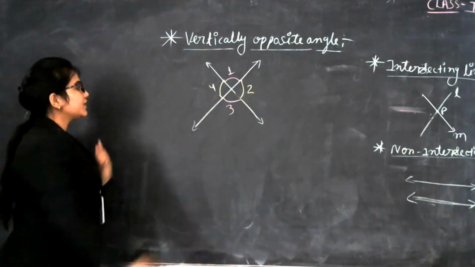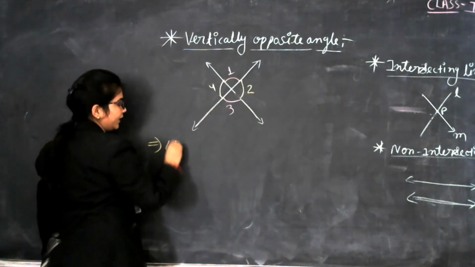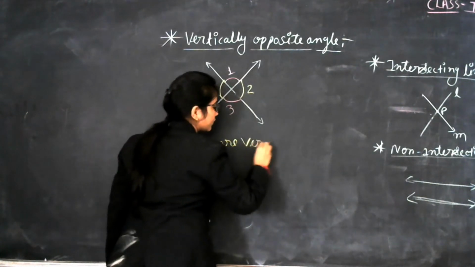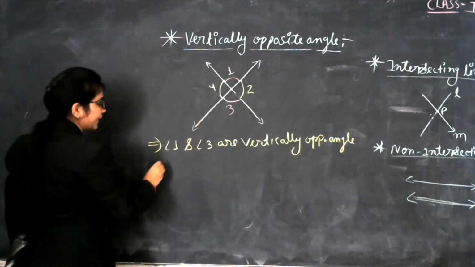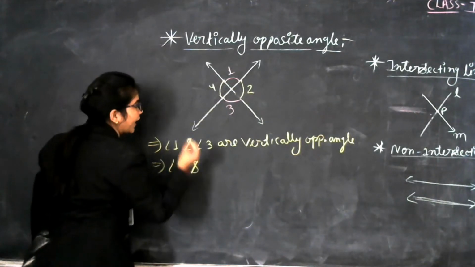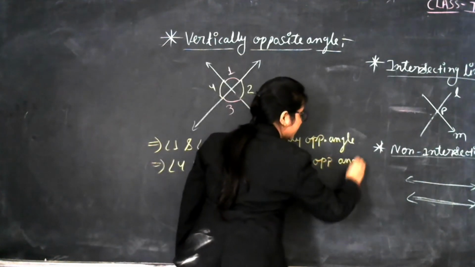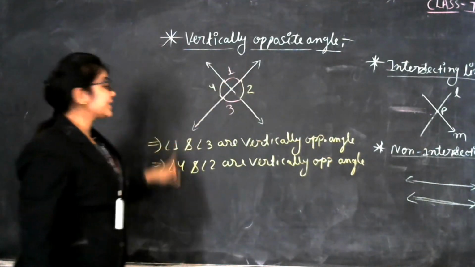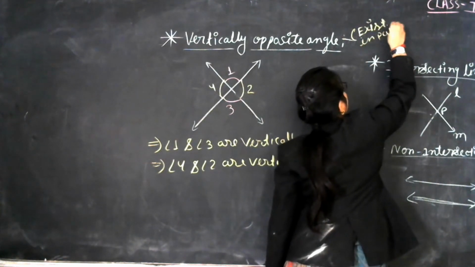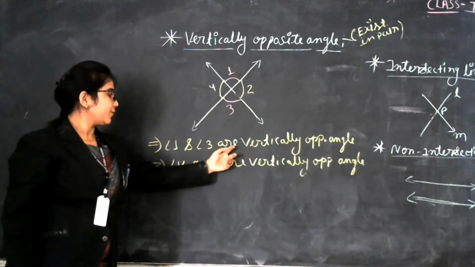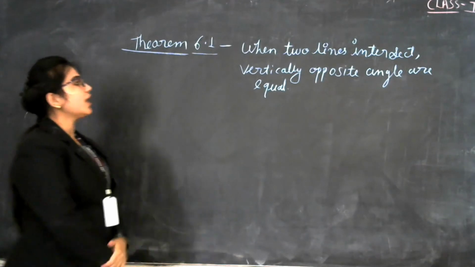Now the vertically opposite angles. Here you can see angle 1 and angle 3 are vertically opposite angles, and angle 2 and angle 4 are vertically opposite angles. So angle 1 and angle 3 are vertically opposite angles, and the second pair is angle 4 and angle 2. Remember that vertically opposite angles exist in pairs. Here you can see two pairs.